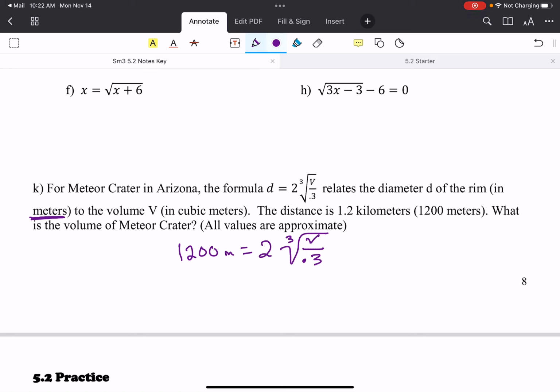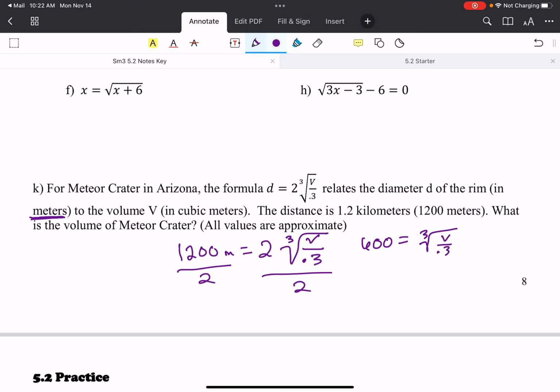So we need to solve for V. There's a 2 on the outside of the cubed root first. So when you are solving for a variable, you do the opposite of PEMDAS. We need to divide by that 2 first. Cube root of D over 0.3. Okay, someone else, what's my next step?